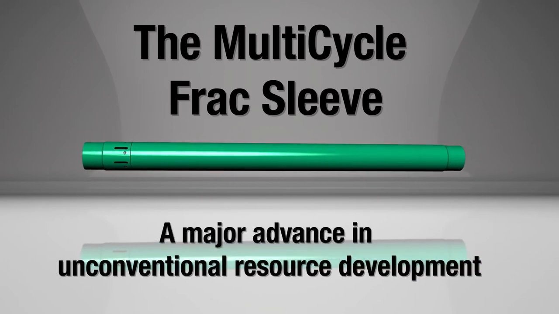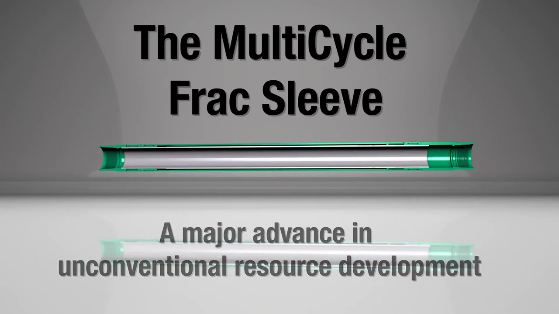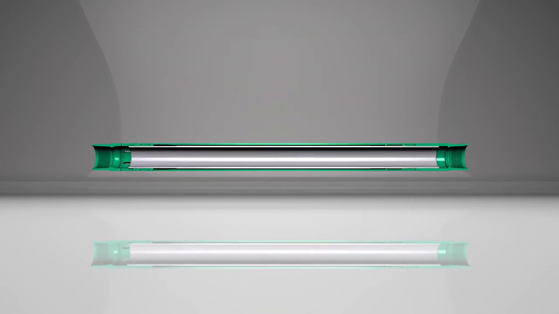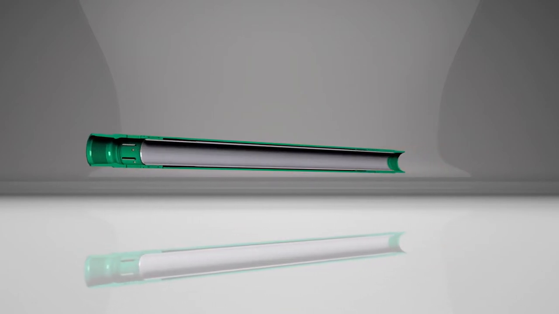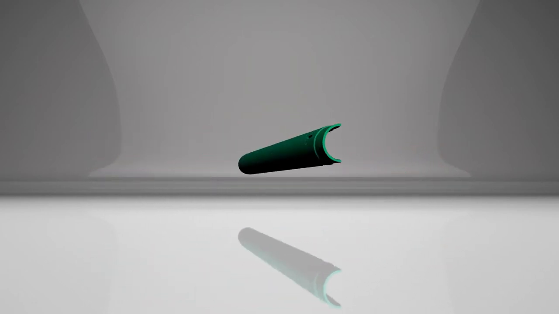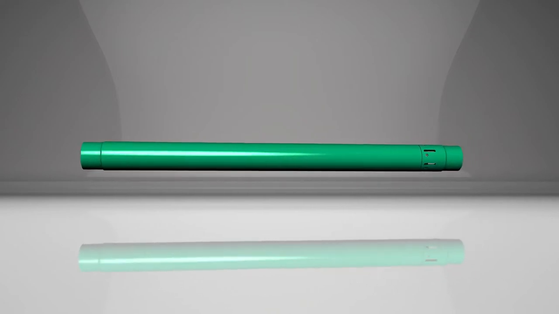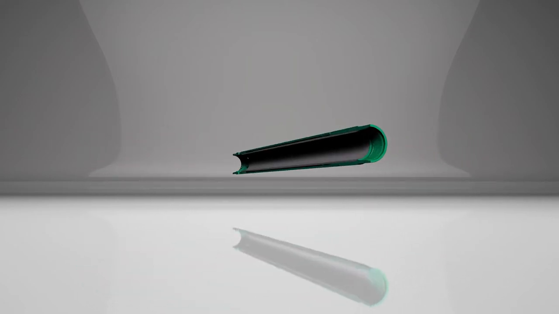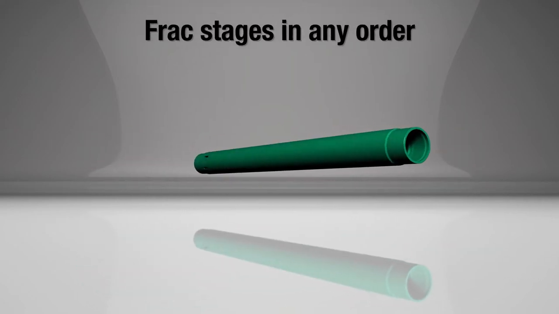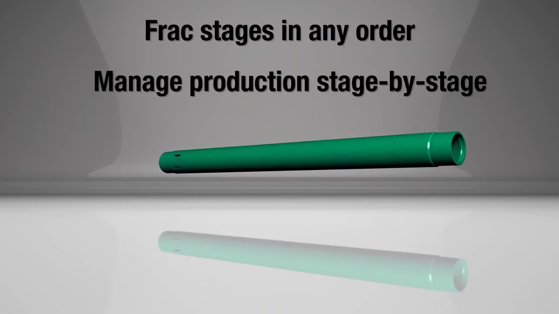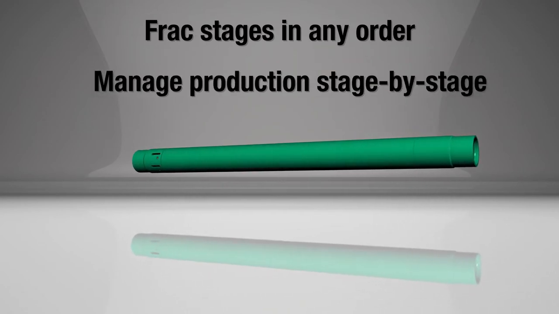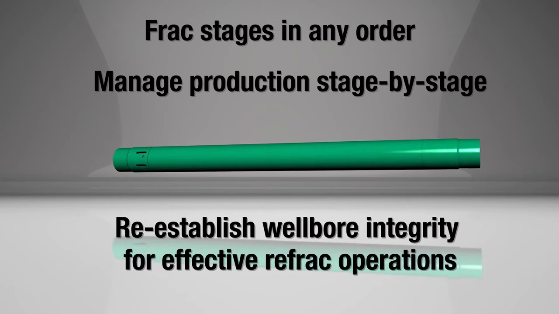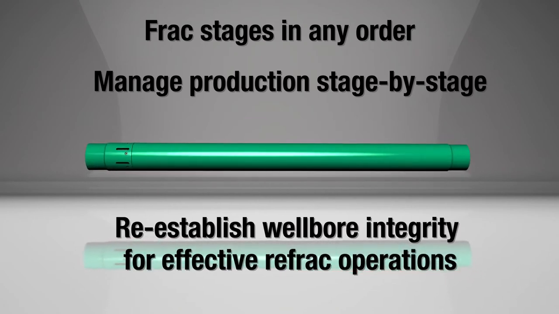The MultiCycle frac sleeve from NCS Multistage is the first frac sleeve that can be opened and closed repeatedly to give you stage-by-stage wellbore control throughout the life of your wells. Now, for the first time, you can frac stages in any order, manage production stage by stage, and re-establish wellbore integrity for effective refrac operations.